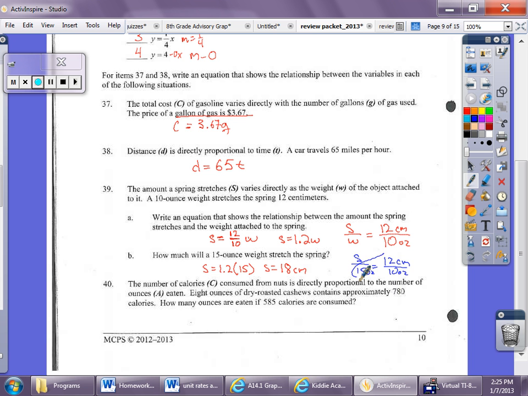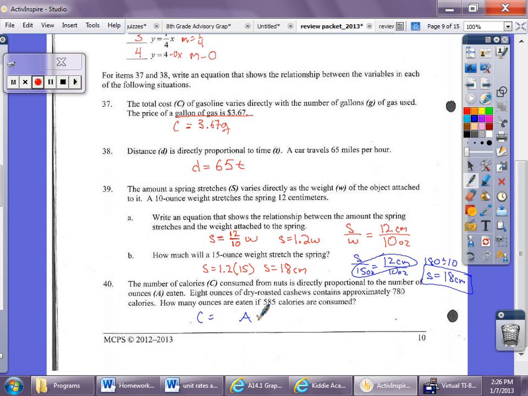So we cross multiply. We do 15 times 12, which gives us 180, divided by 10, so S will equal 18 centimeters. So either way, we got the same answer. Number 40: the number of calories consumed from nuts is directly proportional to the number of ounces eaten. So we know that calories is going to equal our ounces. 8 ounces of dry roast cashews contains approximately 780 calories. How many ounces are eaten if 585 calories are consumed?